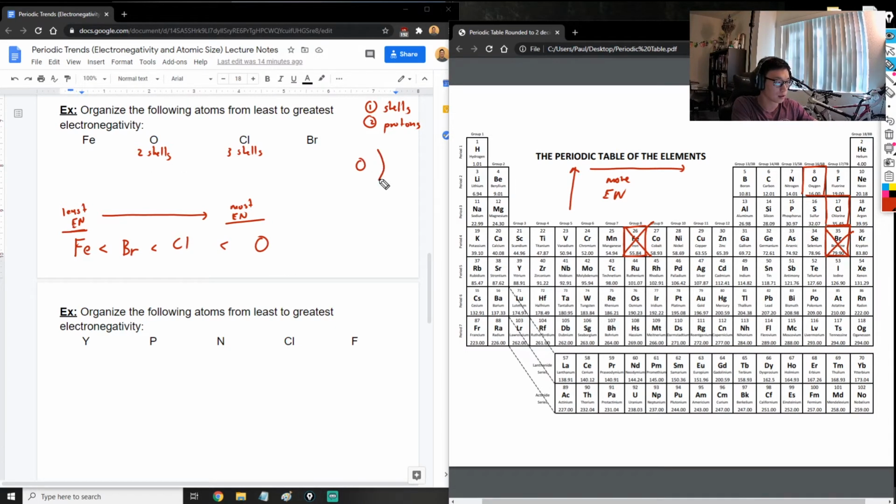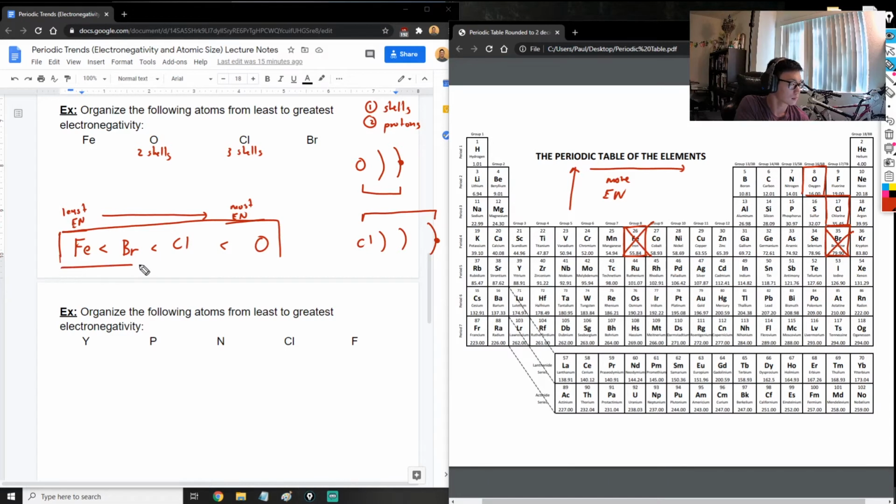Remember, if O has 2 shells, the distance is only this much. But if Cl has 3 shells, the distance is further. So that means it's harder to hold the electrons. And so this will be our answer right here.